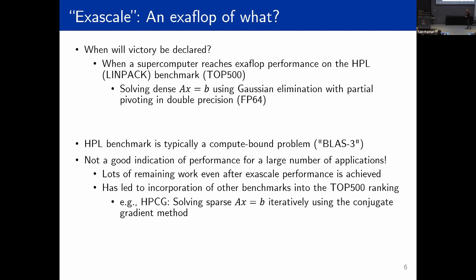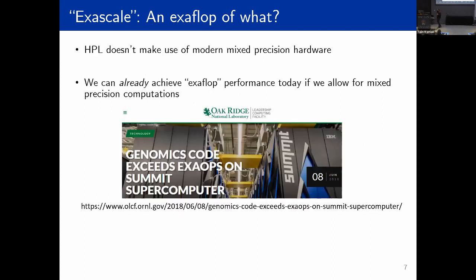And so people have come up with a number of alternative benchmarks that are complementary to the HPL benchmark. Things like the Graph 500, things like HPCG, which is doing conjugate gradient, and things like the Green 500, which is looking at energy usage instead of just performance. In recent years, people have come up with other benchmarks, which are now really seen as complementary to HPL.